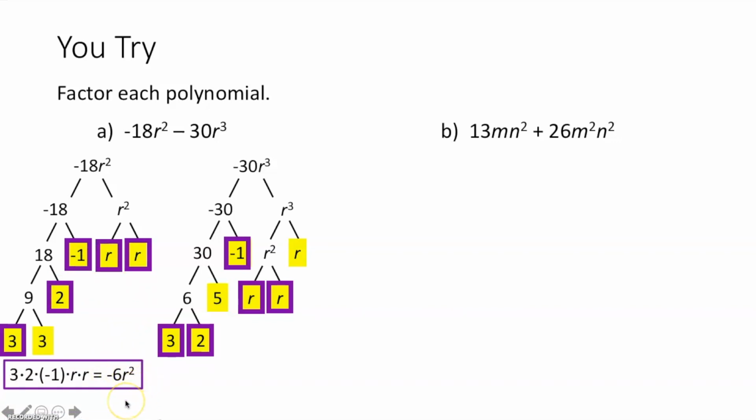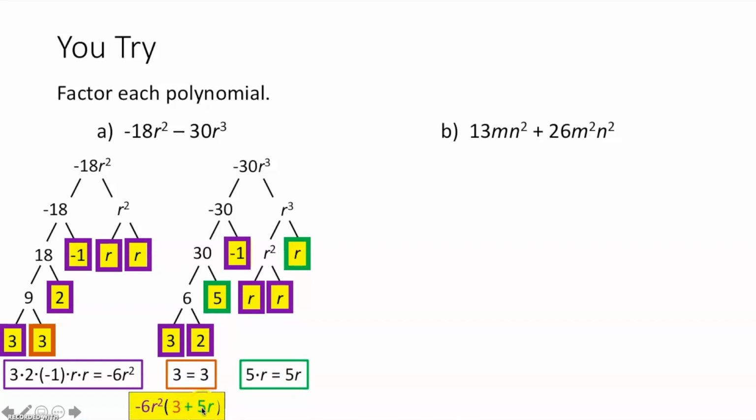So we put that on the outside of a set of parentheses. On the inside, we put whatever's left from each of those terms. So the first term, the only thing that's left is a 3, so that goes here. The only thing that's left from this term is a 5 and an r. So we multiply those together, you get 5r. Since that's positive, you write plus 5r here, and you're done.